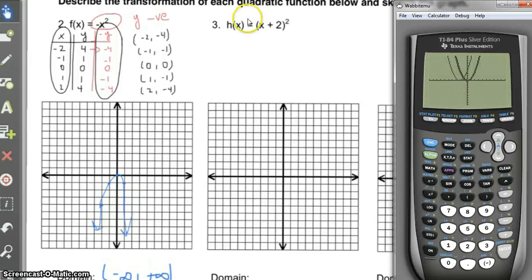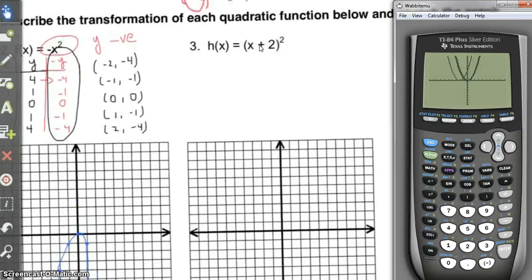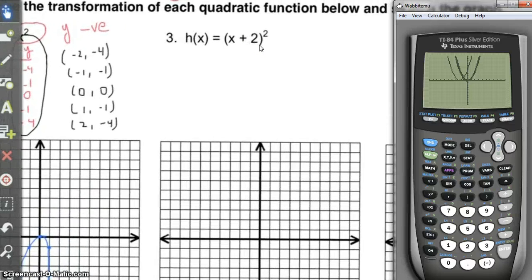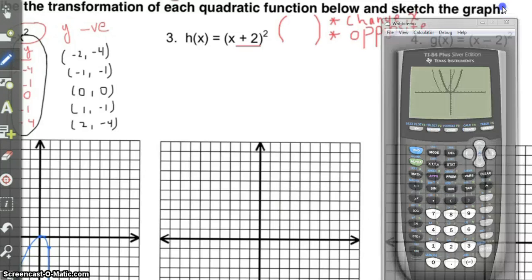So other than that, I want you always to remember, every time there is parentheses, let me write it down. Every time you see parentheses, we know by now that the change is done to the x. So change the x. And the other thing I want you to remember is that it's always going to be opposite to what you expect. For example, it's x plus 2, you expect it to go to the right, but in reality it went to the left. Let me lower this down so you can see what I wrote.